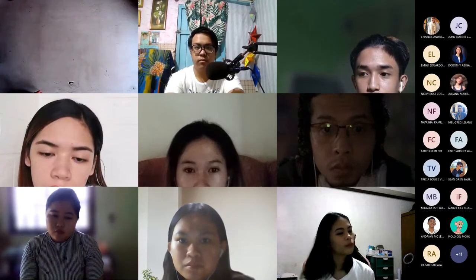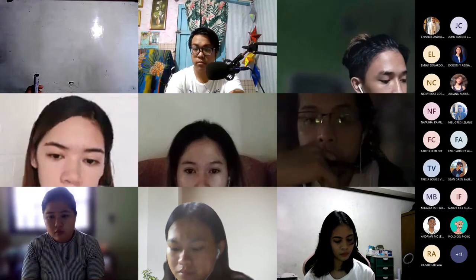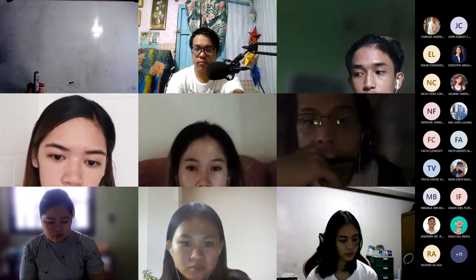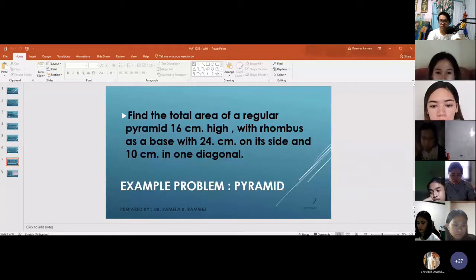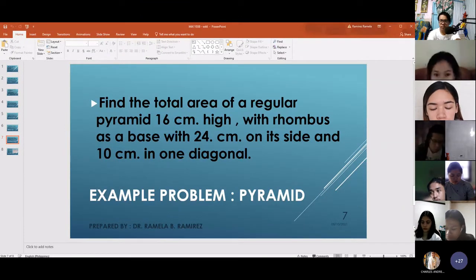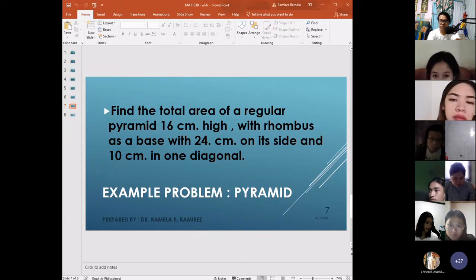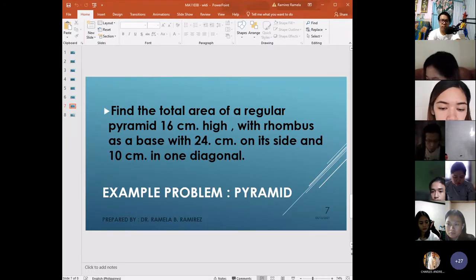So according to the problem, we are going to find the total area of a regular pyramid. Let's go back to the problem. According to the problem, we are going to find the total area of a regular pyramid with rhombus as a base, side 24 centimeter, and 10 centimeter in one diagonal. So what do you mean by rhombus? How do you draw a rhombus? Anyone who knows what a rhombus is?